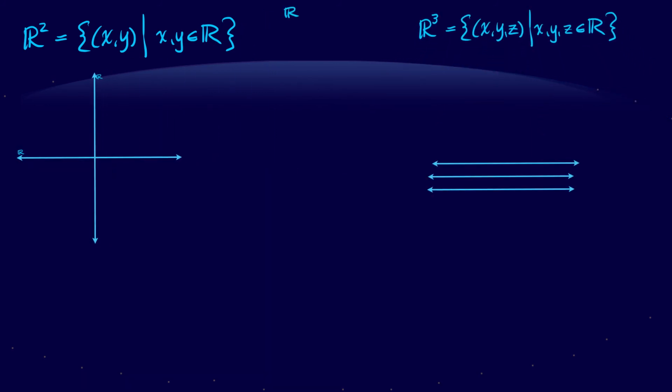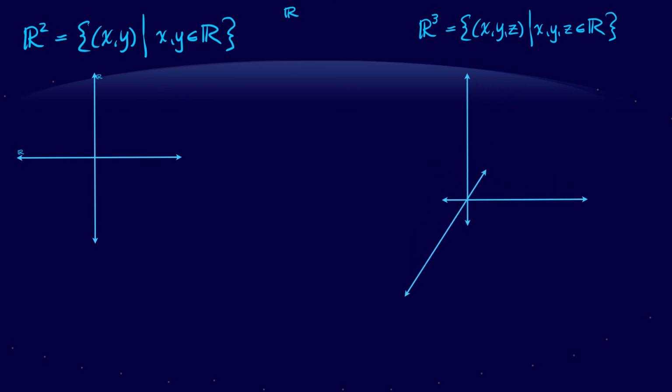Now R3 is going to be three real number lines. And when we cross them, R cross R cross R, they have to be perpendicular to each other. And that's how we end up with three-dimensional space.